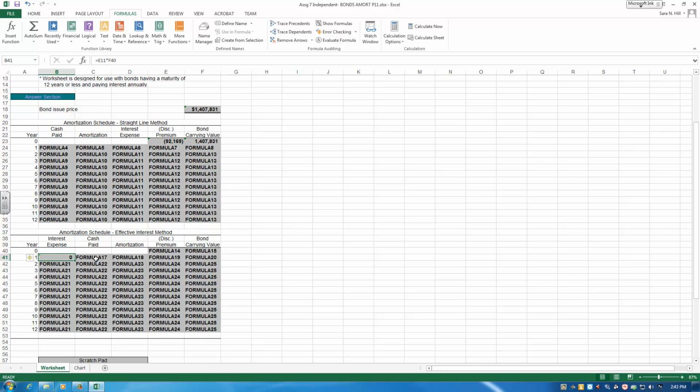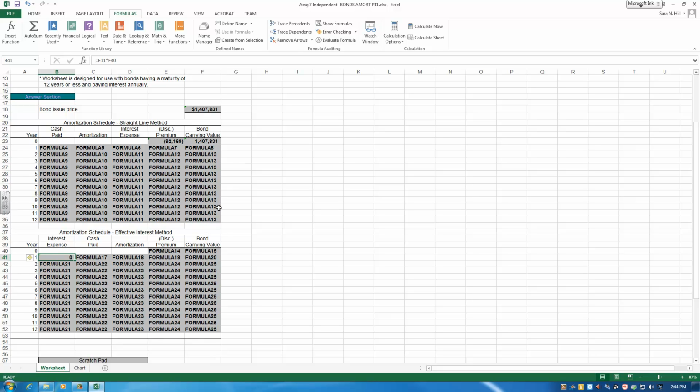Cash paid is calculated the same as above in the straight line method. But your amortization is going to be different. It's going to be the difference between your interest expense and your cash paid column. The rest should be calculated the same as your straight line method. In both cases, the bond value will slowly go up. So your carrying bond value should slowly climb up.